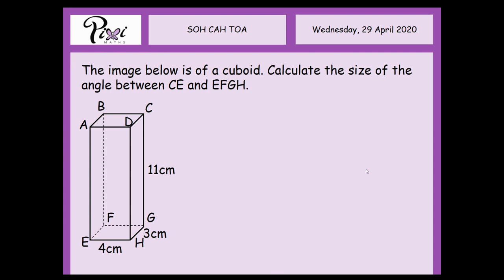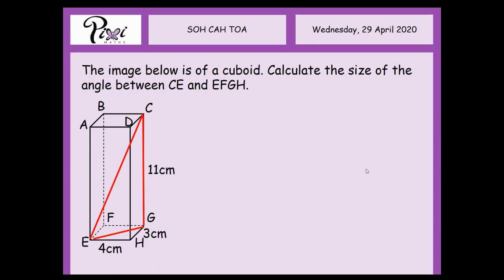Right, so this is a good one to make sure because we've done SOH before. We started a bit of work earlier on in the year using it with 3D shapes, but you might want this one in your blue book so that you've got it for reference. So the image below is a cuboid. We are trying to calculate the size of the angle between CE and EFGH, which is the base of the cuboid. So we're looking at that red triangle there.